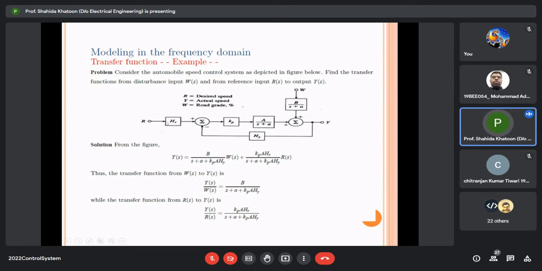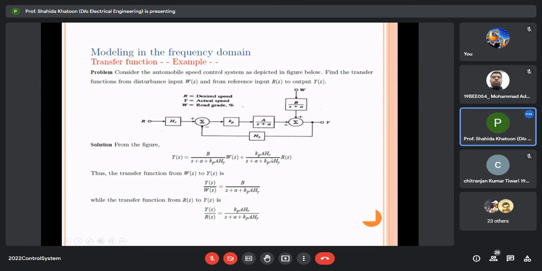So r is the desired speed, y is the actual speed, w is the road grade percentage, that is how difficult the road is to be traversed. Okay, so from the diagram you can write down the transfer function. So Y(s) here is basically this signal plus this signal. So this signal is b upon s plus a plus Kp a h y into W(s), plus this signal is here. So thus the transfer function from W(s) to Y(s) upon W(s).